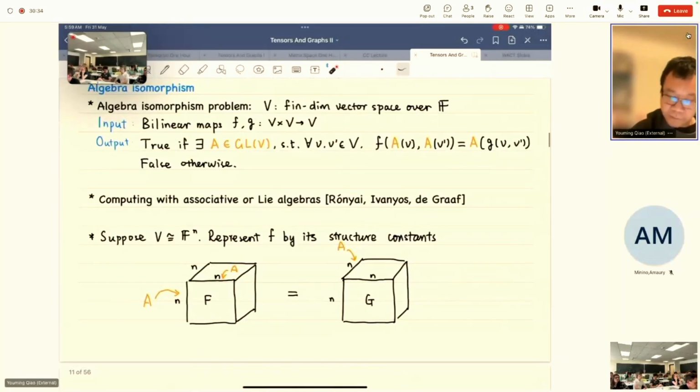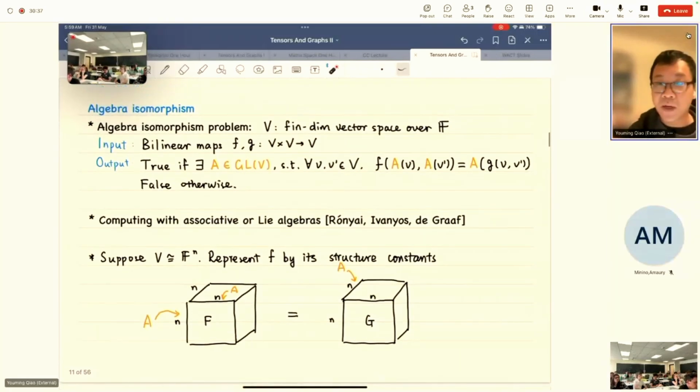So now we see what algebra isomorphism means. The algebra isomorphism means that you have two cubes, right? Yeah, it's not cuboids anymore, and then you have the same matrix A acting on the left and right side, and then A acting on the third side of G. So that's algebra isomorphism.